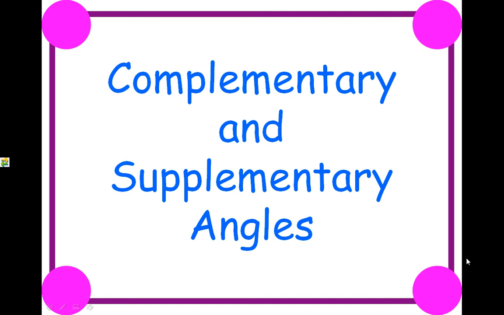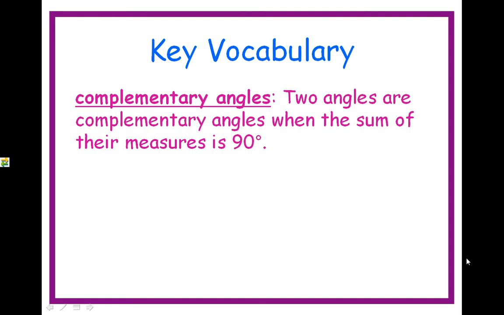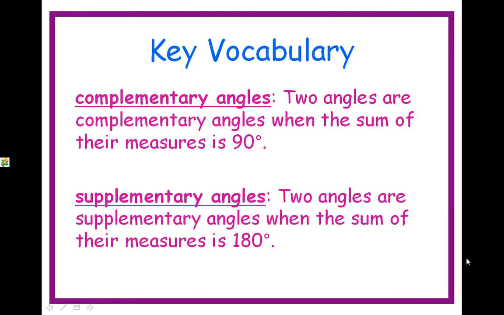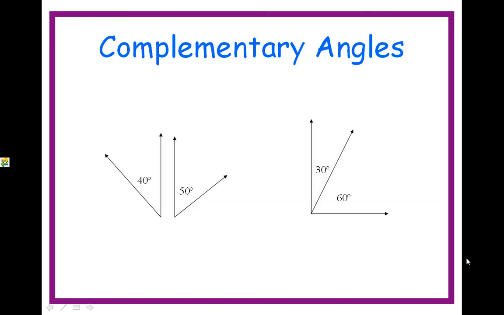Okay, today's lesson is on complementary and supplementary angles. Okay, your key vocabulary. Complementary angles. Two angles are complementary angles when the sum of their measures is 90 degrees. Supplementary angles. Two angles are supplementary angles when the sum of their measures is 180 degrees.